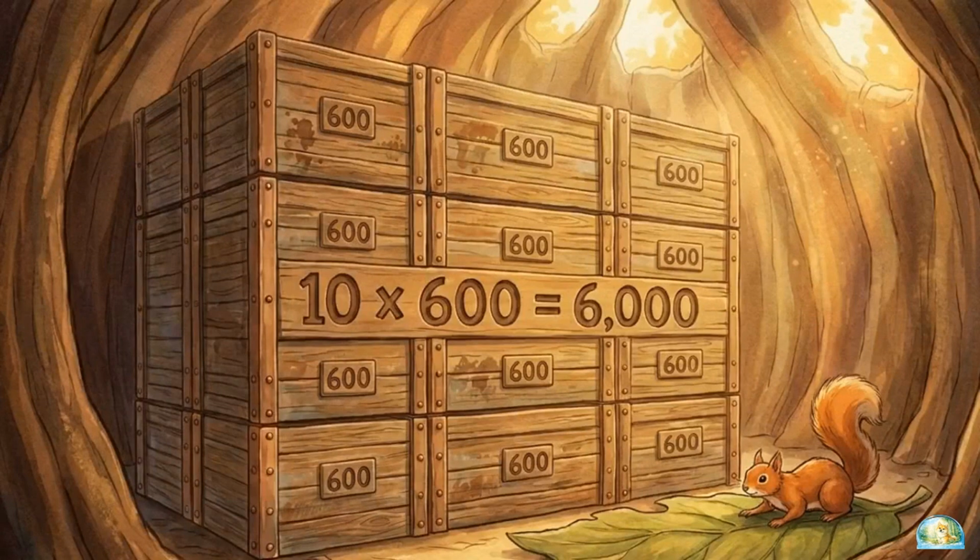Higher in the hundreds loft, the light changes as we calculate 10 times 600. 10 racks of 600 fill one greater bin. 10 times 600 equals 6,000. Stacking these racks moves the 6 one place left. 10 times 600 equals 6,000, so 6,000 is 10 times 600.